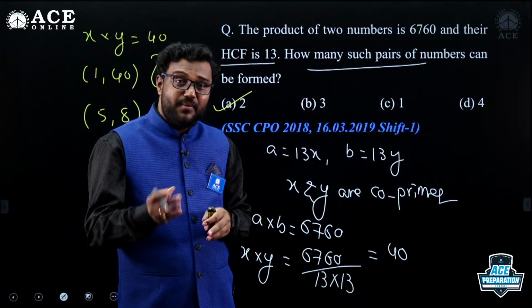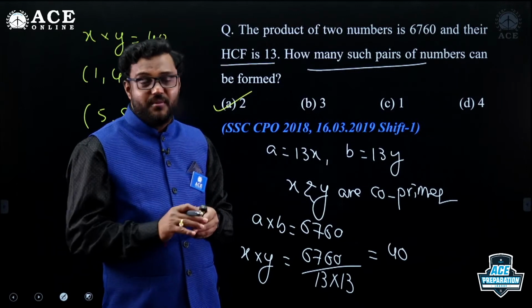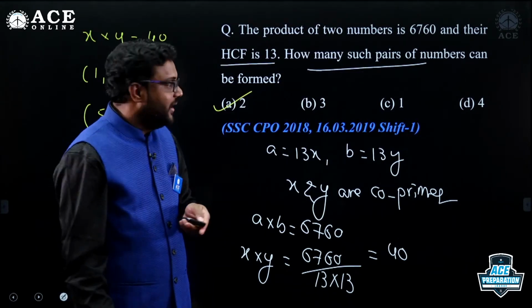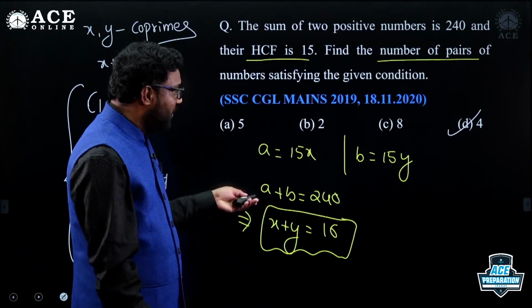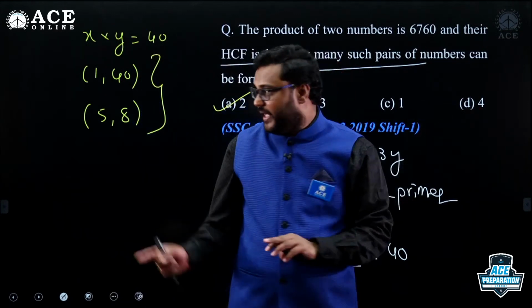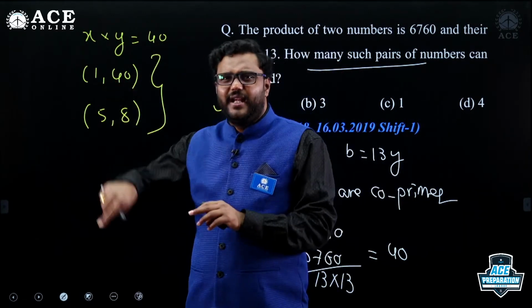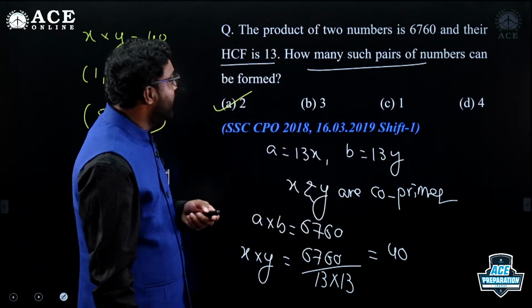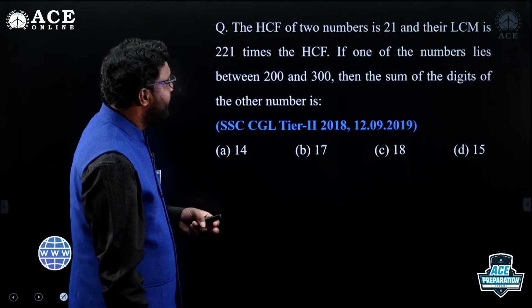Okay, how many pairs are there if the sum of two numbers and HCF is given, or the product of two numbers and HCF is given? How many pairs satisfy is only 2 here. And in the previous one, yes, we have 4 such pairs at least, but here we have only 2. A lot of people make that mistake, going with 4, taking 1 and 40, 40 and 1. No, don't take it again. 1 and 40 as 40 and 1 is a waste of time.